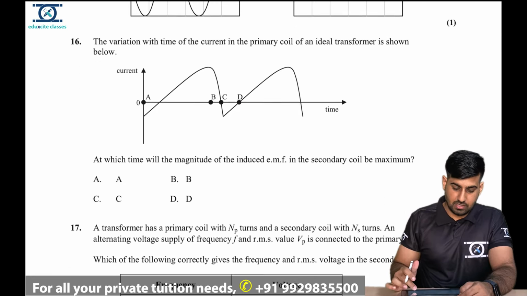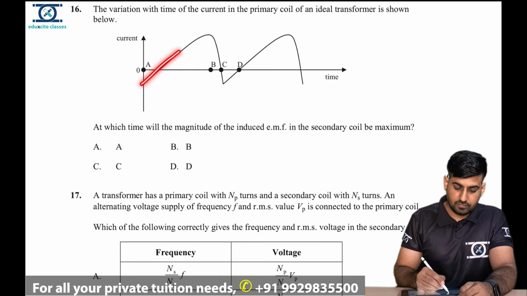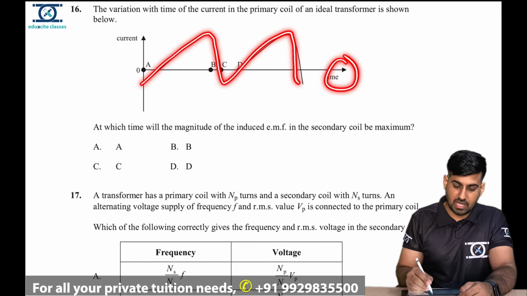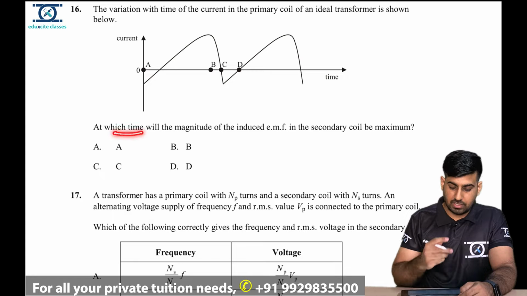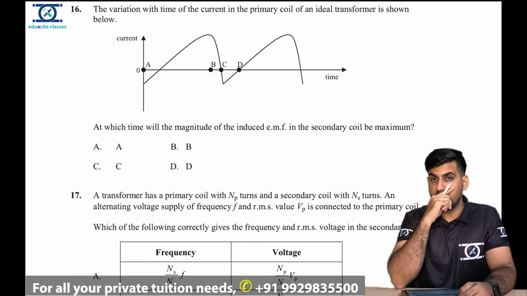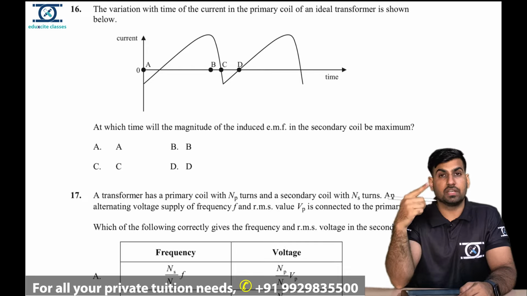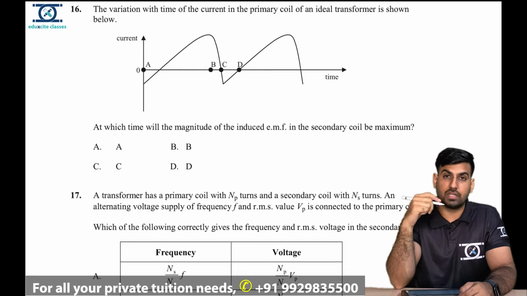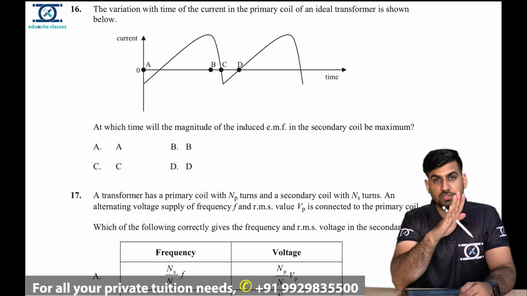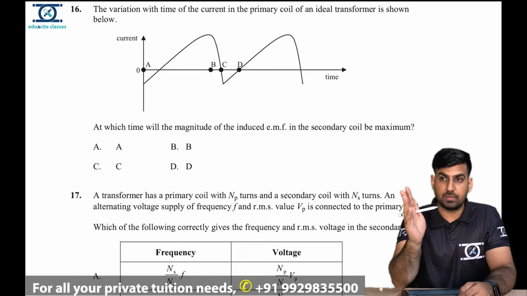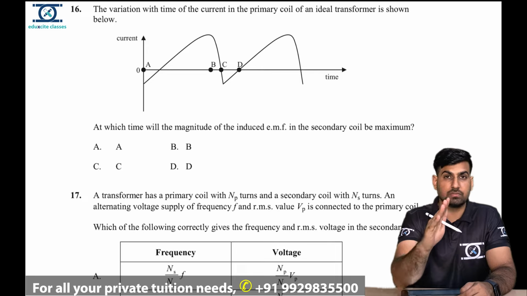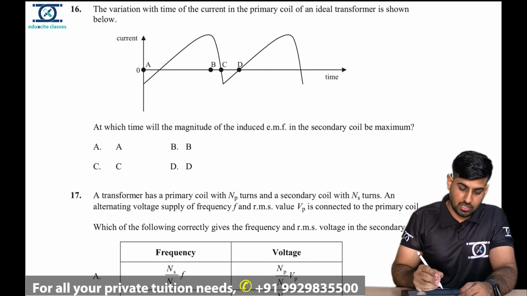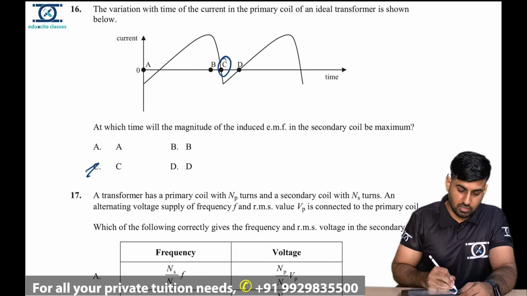So this is only possible, you can see, for option B. Rest all are incorrect. Now question number 16. This is a fluctuation of current with respect to time in an ideal transformer. At which time will the magnitude of the induced EMF in the secondary coil be maximum? For induced EMF to be maximum, the rate of change of current should be maximum. Because the rate of change of current is maximum, the magnetic field is also changing the most, and that will result in the maximum change in the induced EMF magnitude. So you can see, the steeper the curve, the more the change, which is only possible for C.